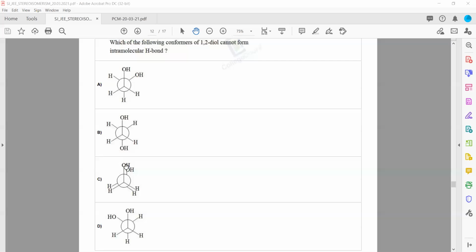Now in the eclipsed case also, H bonding is possible because they are closer. But in the staggered conformation, there is no H bond. See, the question is not about the stability here. The question is which cannot form the intramolecular H bond. So in staggered, there will be no intramolecular H bond. But since the van der Waals strain is minimum, it is more stable than the eclipsed conformation. So if we talk about stability, staggered is definitely more stable, but eclipsed can have the possibility of H bond formation, and at the same time there will also be the van der Waals strain and the torsional strain present in this. Understood?